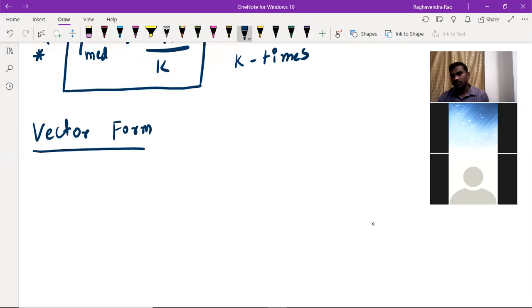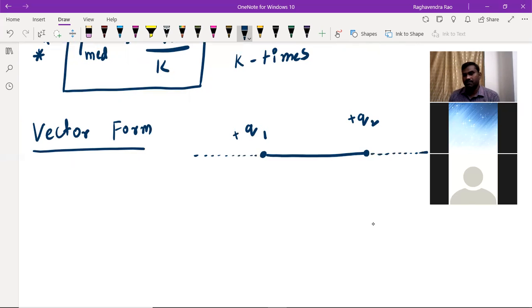Vector form of Coulomb's law. As usual, we already discussed earlier in the case of central force. These are two charges, this is Q1 and this is Q2. This is a plus charge and this is also plus. This is the line joining the centers of the two charges.